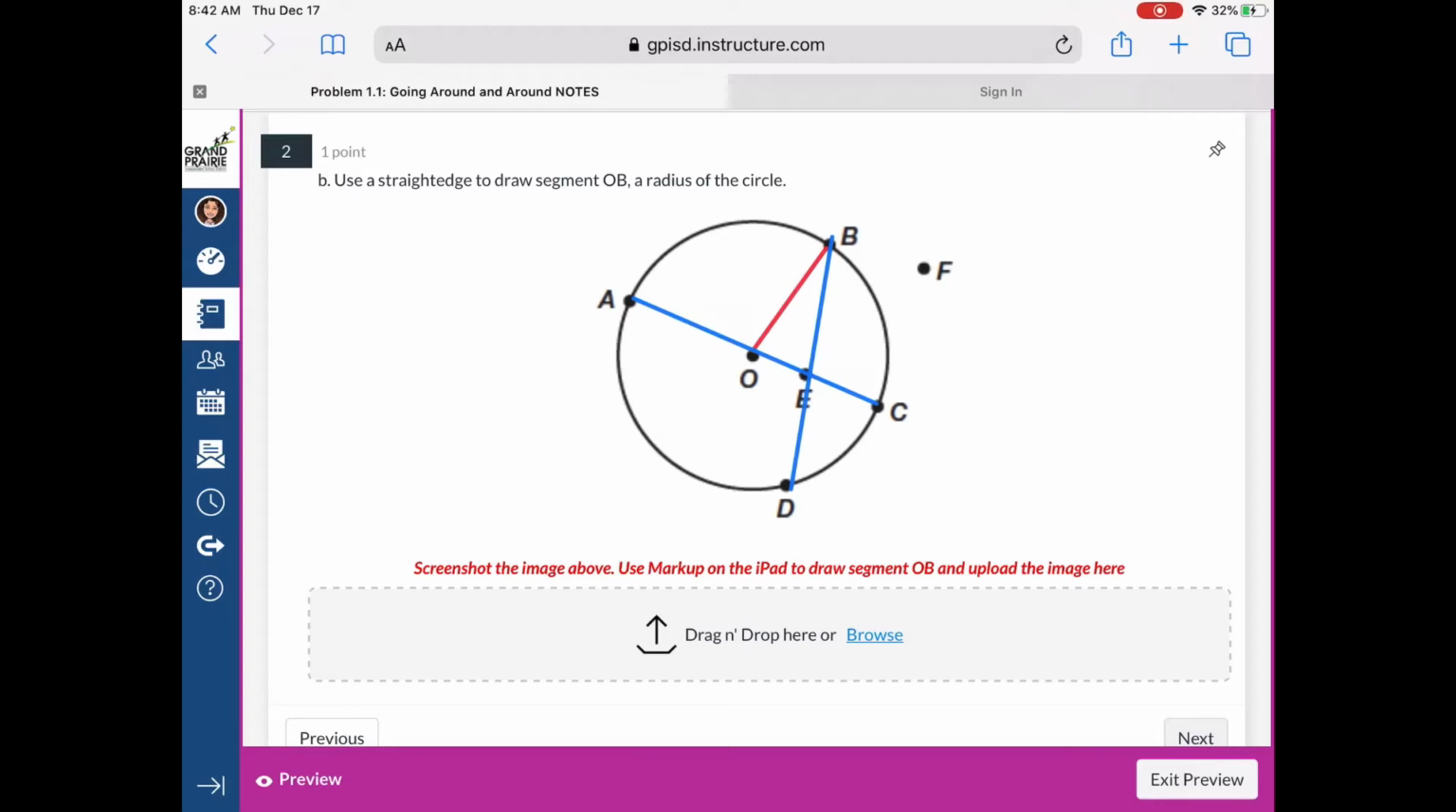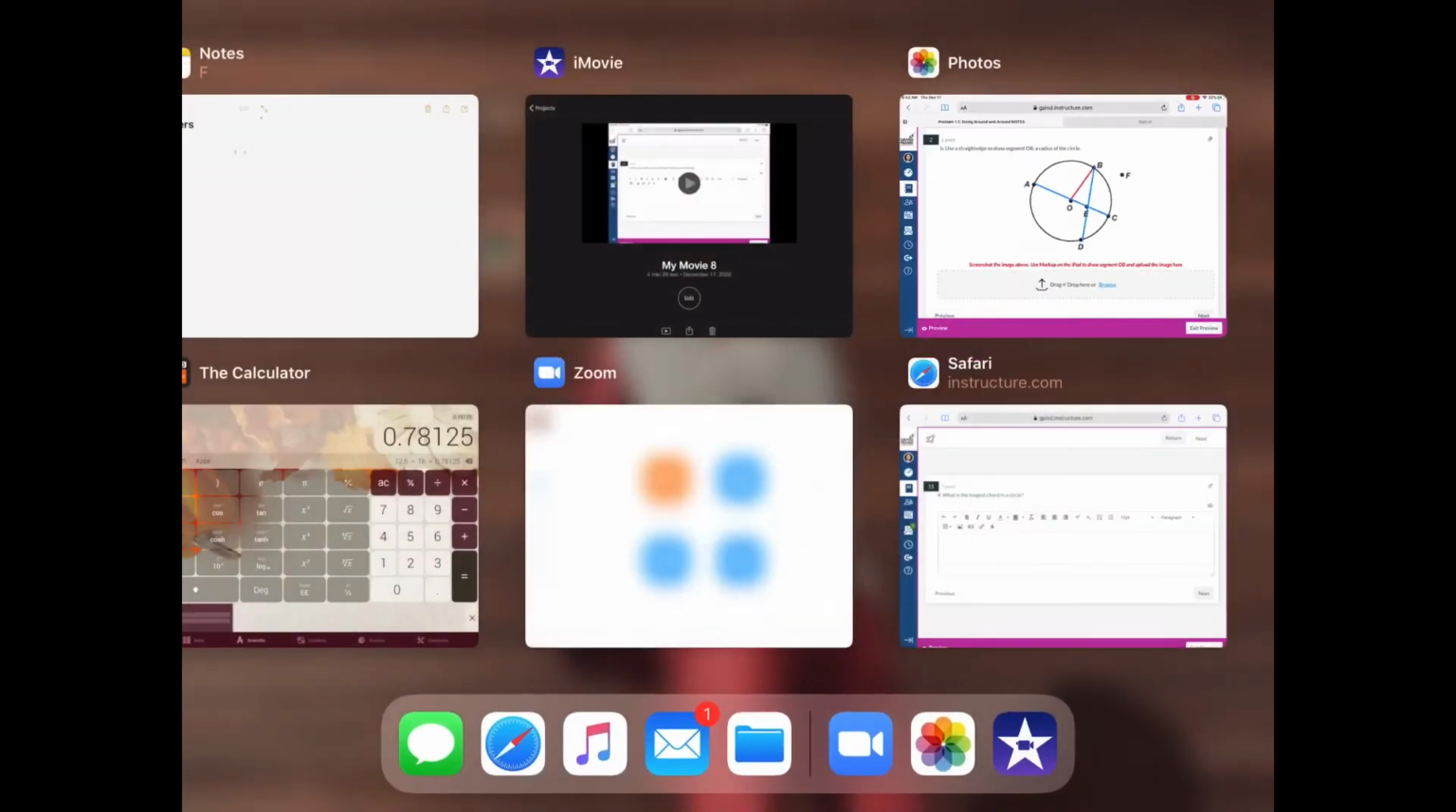If you said AC, you are right on it. That is correct. AC, the diameter, is the longest chord. Now, why? Because the diameter, remember, consists of two radii, and so hence it is the longest chord. BD is slightly smaller.